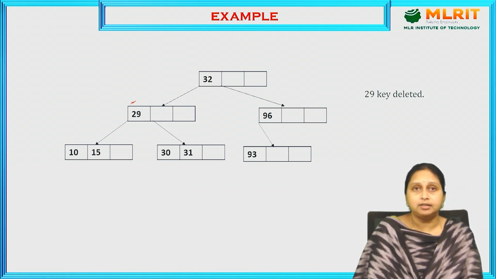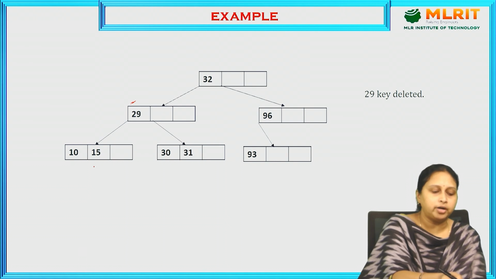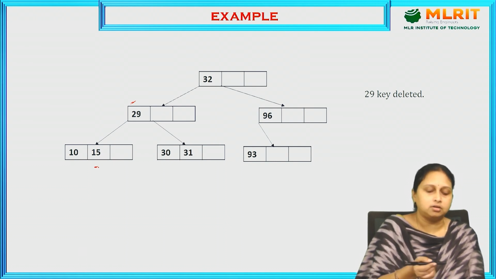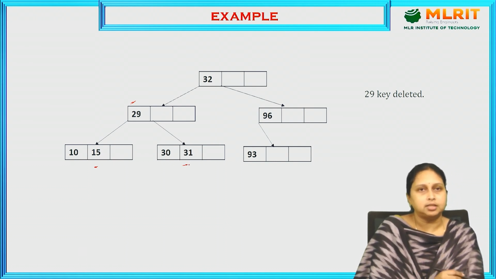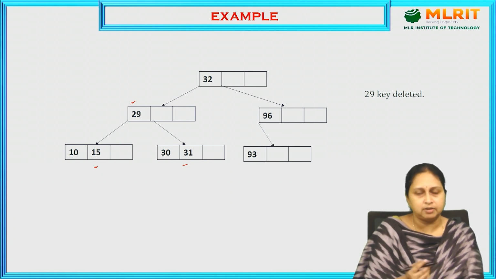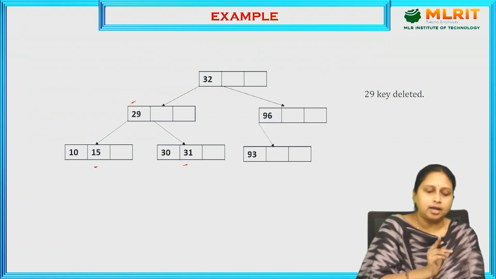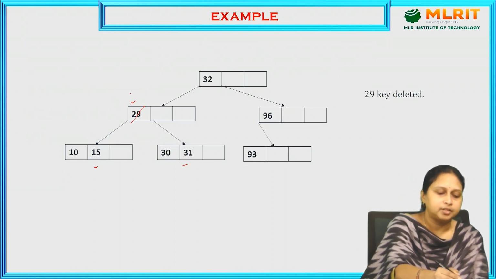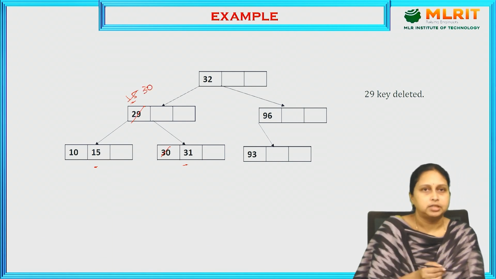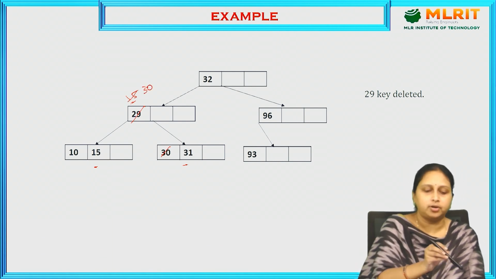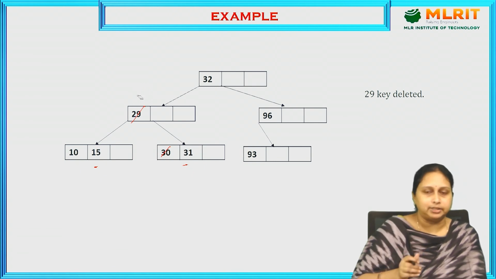Now I want to delete 29. In that particular case, what happens? I can either borrow from the left or right subtree. That is nothing but either taking the in-order predecessor or the in-order successor. Any one of them can be taken, right? If I want to delete 29, I can replace it with either 15 or 30, any of them. Any one can be replaced, not both. Like that, we can perform the deletion.